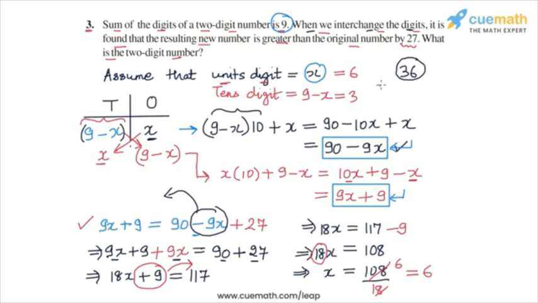And now you can verify that this answer is correct. If you interchange the digits of this number, you will get 63. And if you calculate the difference between 63 and 36, you will get 27, which is what is given to us in the problem statement. So the answer to this question is that the 2-digit number is 36, and that completes question number 3.